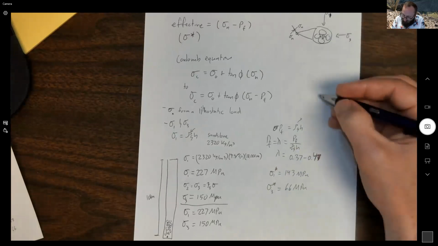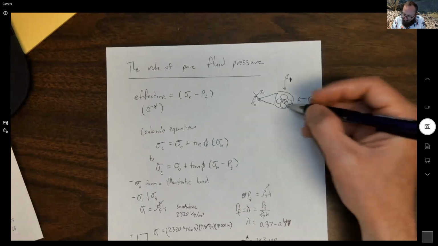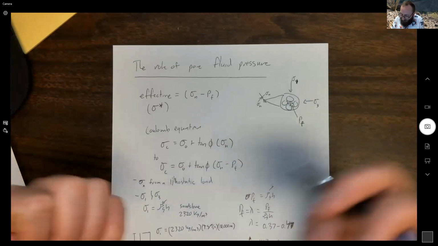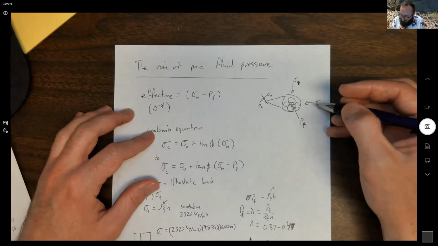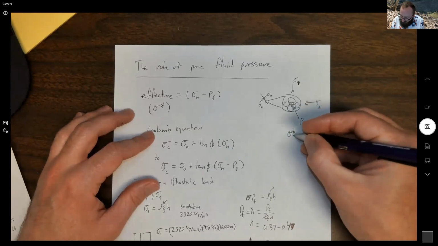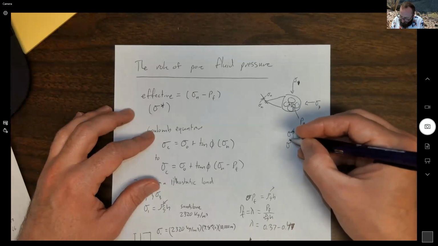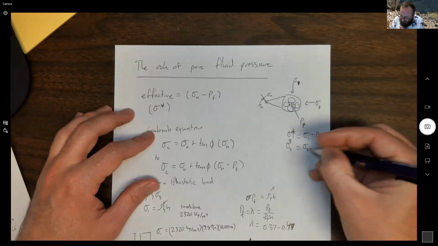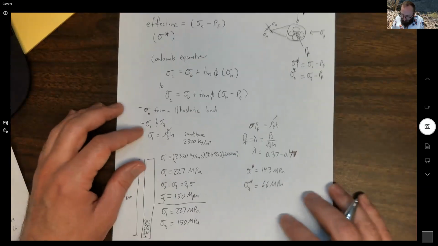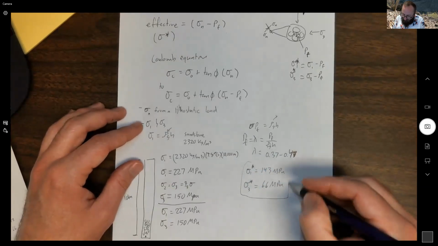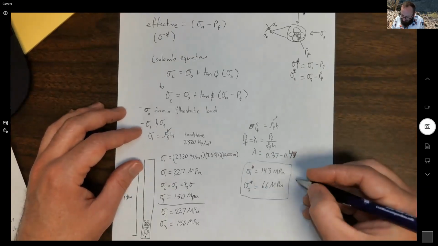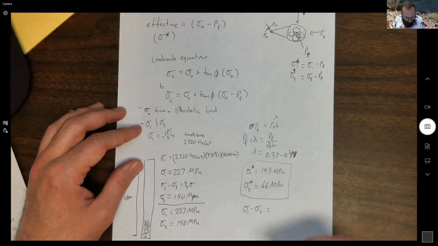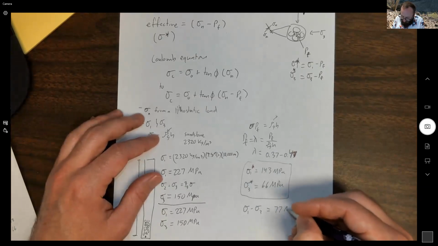Okay, again, just thinking about this up here, this is pore fluid pressure, and it's going in the opposite direction to our sigma 1 and sigma 3. So to get effective sigma 1 and effective sigma 3, those equal sigma 1 minus the pore fluid pressure, and sigma 3 minus the pore fluid pressure. So that changed our total magnitudes of sigma 1 and sigma 3. But it turns out our differential stresses are no different. In both cases, the differential stress is 77 MPa.